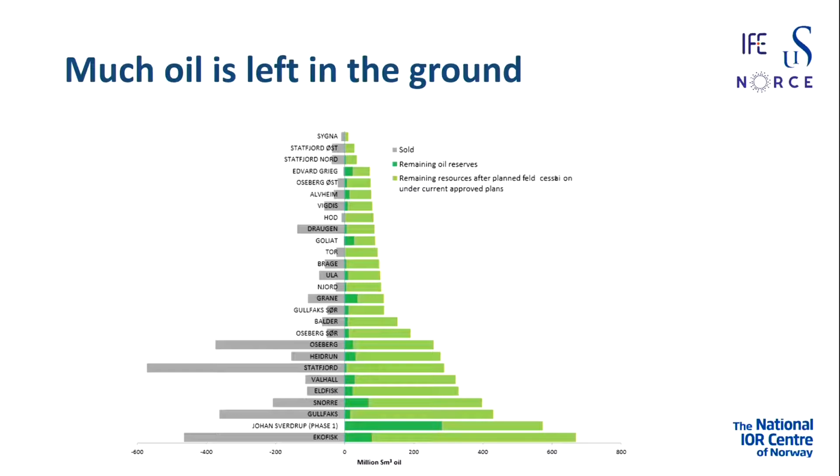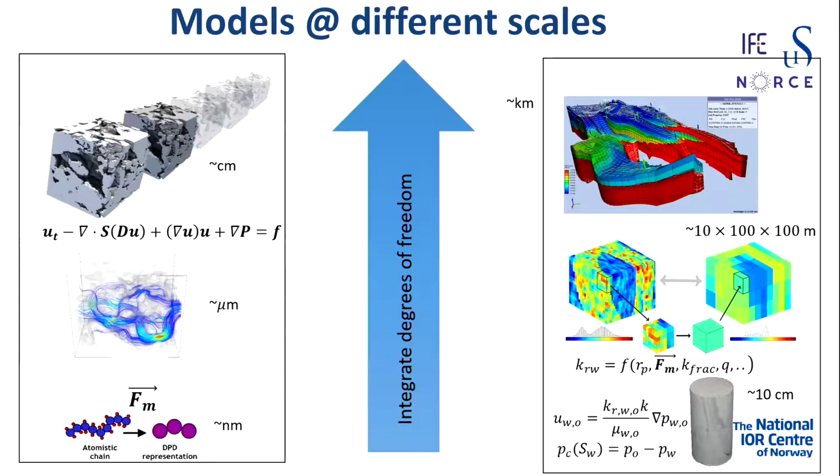And Norway still has more or less the world record in recovery. We are at about 60%, which is very good. But still there is a lot of valuable resource left in the ground. And in order to handle these problems, you need to understand what controls the release of oil from the pore space. And then scales become an issue.